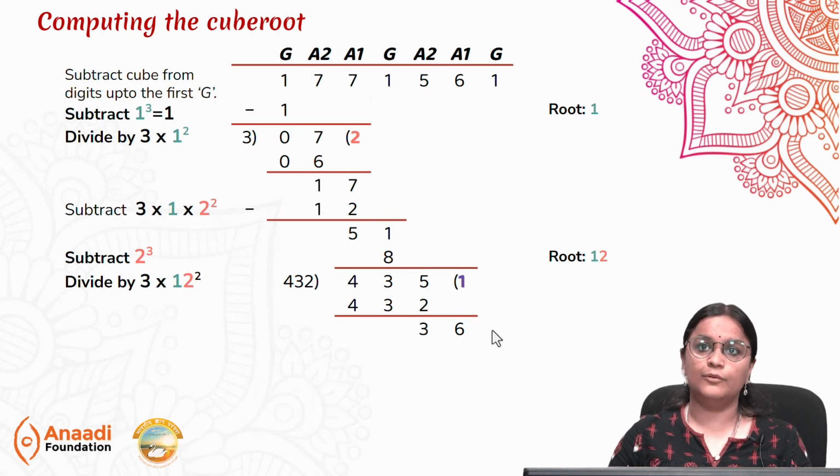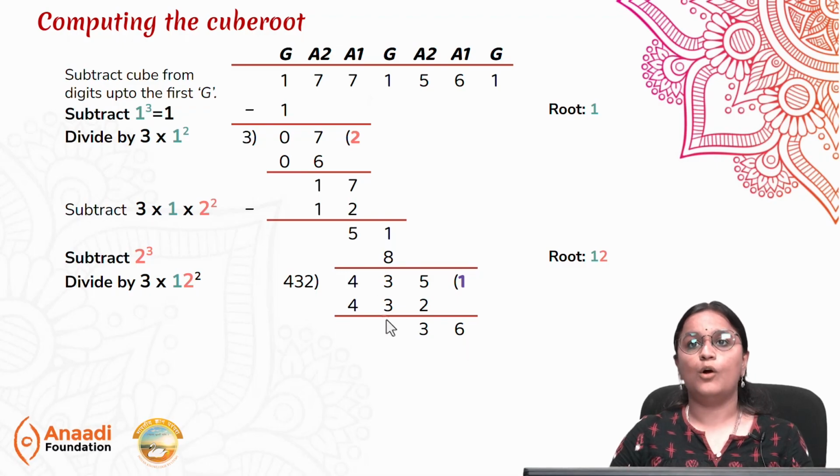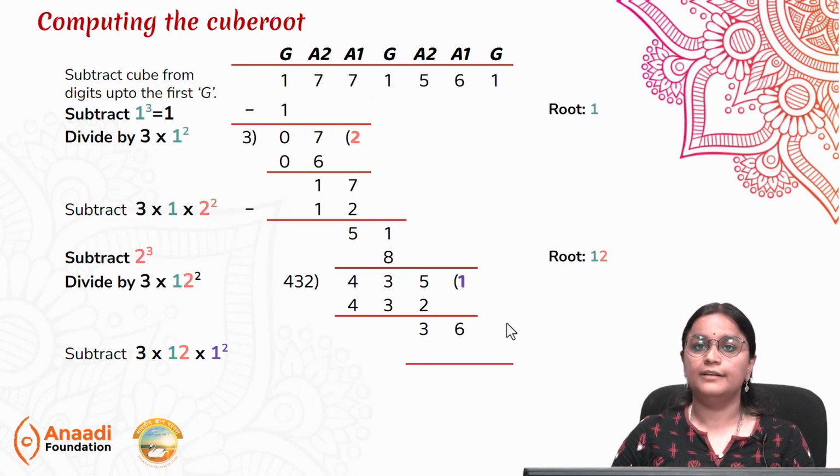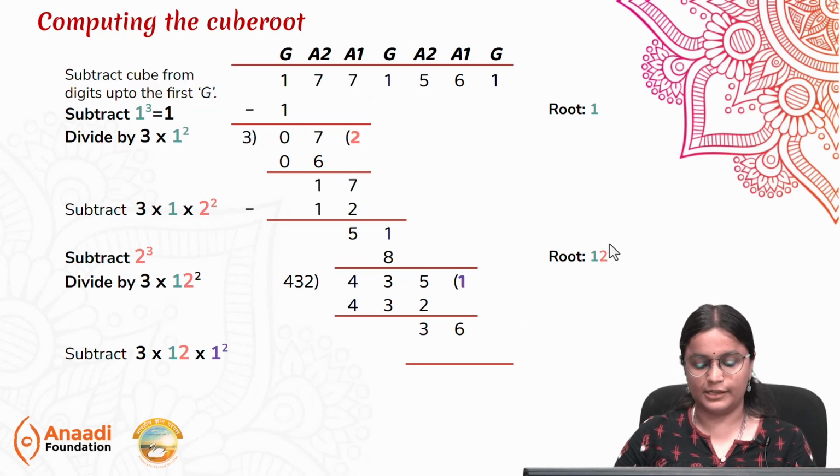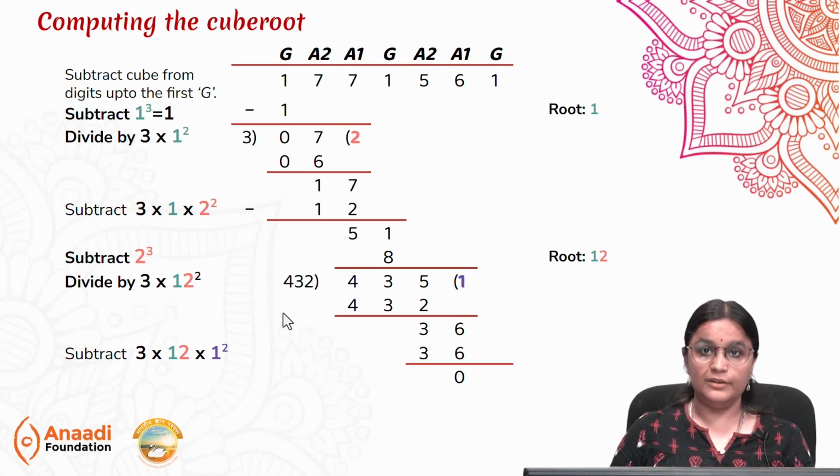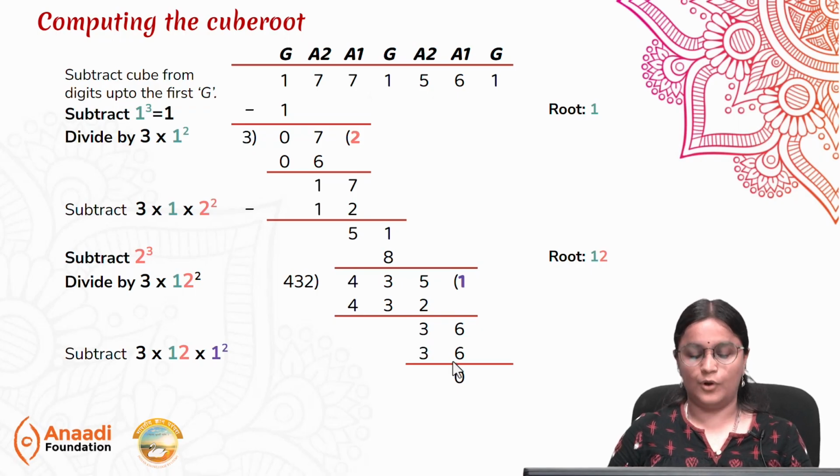Next, we bring down 6 from the A1 place, giving us 36. Continuing the same step as before, we will subtract 3 into 12, which is our current root, into 1 square, which is our previous quotient squared. So, 36 subtracted from 36 gives us 0.